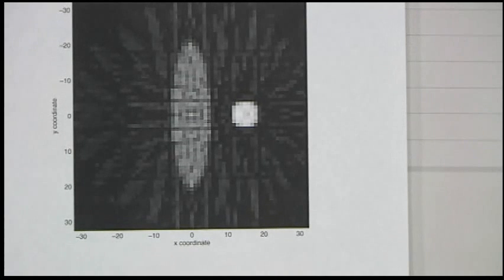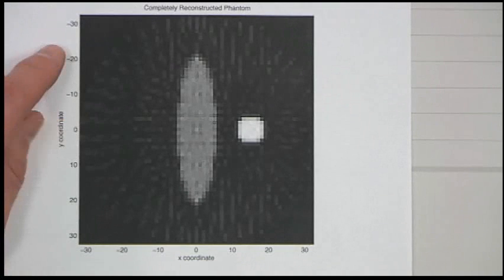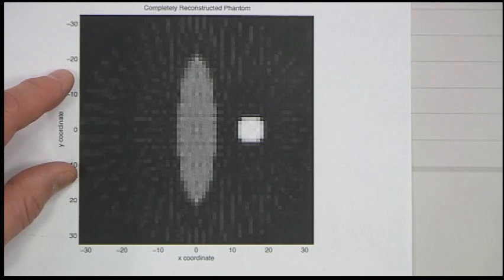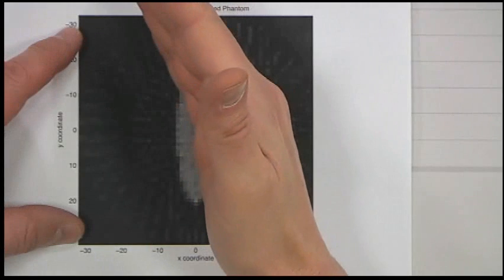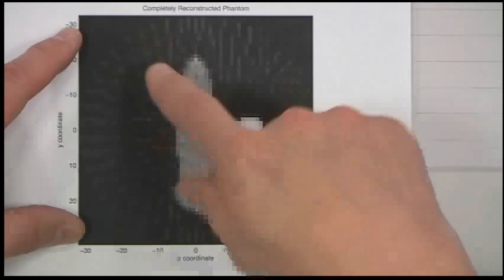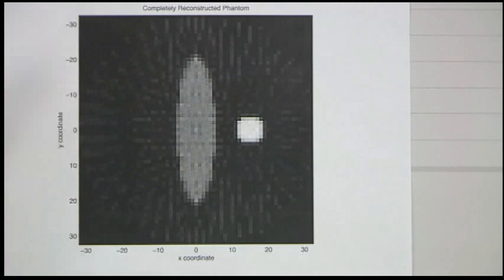So that's 16. And I assume this is probably 64 back projections, so it's a 64 by 64 image. As the resolution of the image goes up, you need to have more projection angles. Roughly speaking, to reconstruct an n by n image, you need roughly n, or maybe 2n, projection angles.